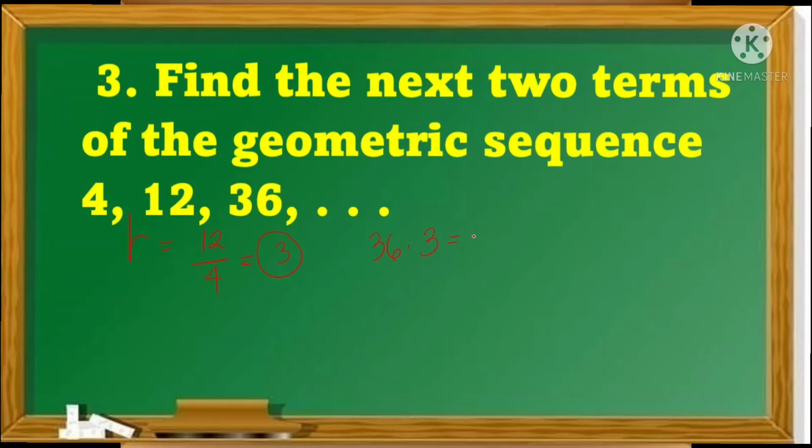3. So 36 times 3, so 18, carry 1, so 108. So our next term is 108. So the other term will become 108 times 3, which is 324. So our next term is 324.